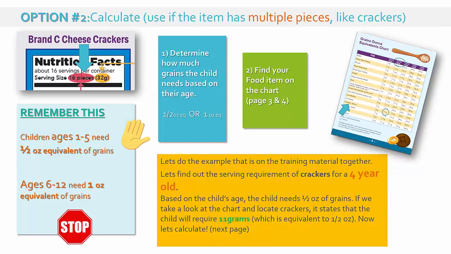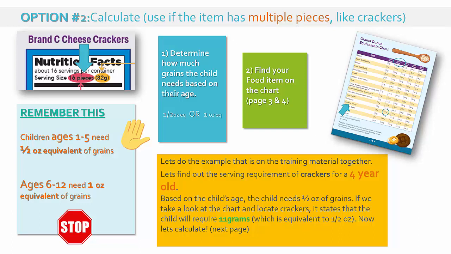Then we have option number 2, which is calculate, used if the item has multiple pieces like crackers. Okay, so let's take a look at this. It's similar to the example that we did previously with the previous training material, where we found out the weight of each pancake. Okay, so let's go ahead and do an example for cheese crackers. So what happens if the nutrition facts label mentions, like in this example, 16 pieces? Okay, so let's go ahead step by step.